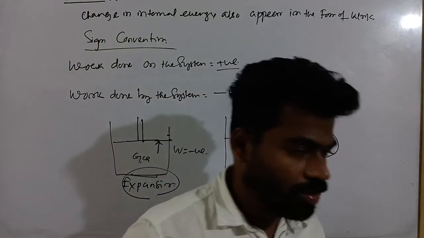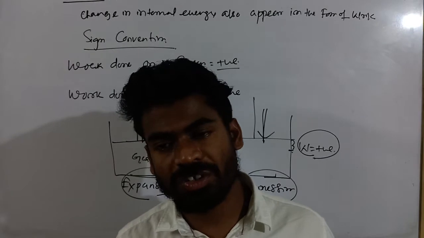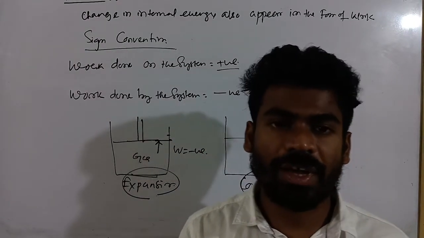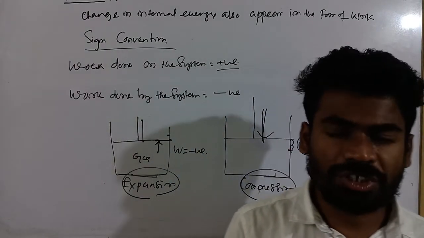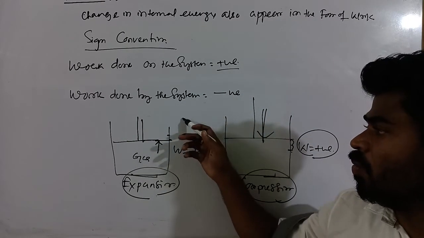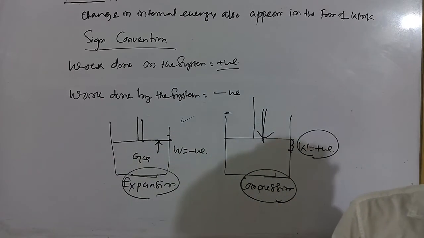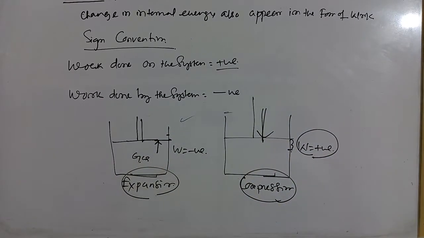In case of an exothermic process, Q is negative, energy is released. In case of an endothermic process, the system absorbs a certain amount of energy, so Q is positive. But here, regarding work, work done by the system is negative, and work done on the system will be positive.